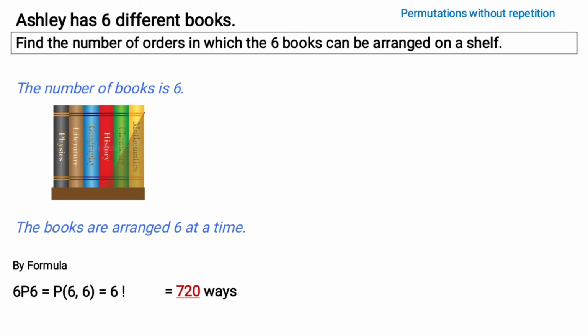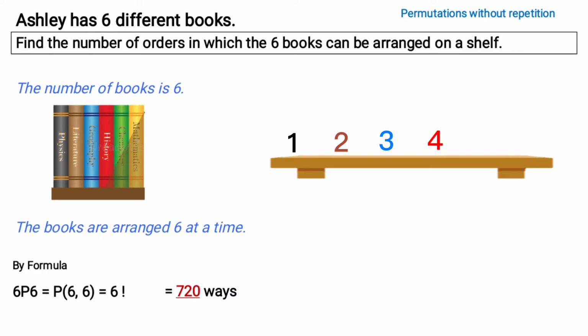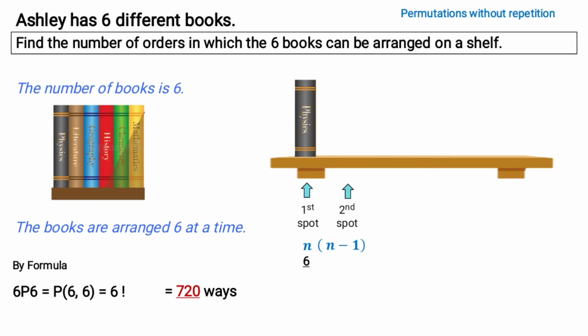But before that, let's take a look first at this shelf. Imagine that in this shelf, there are 6 spots. It is for the first, second, third, fourth, fifth, and sixth spot. The first spot corresponds to N, which is equals to 6, dahil meron pa siyang 6 na librong pagpipilian para sa first spot. So, let's say that nakapili na siya ng book for the first spot, and that is her book in physics. So, for the second spot, which corresponds to quantity N-1, magiging 5 na lang siya.